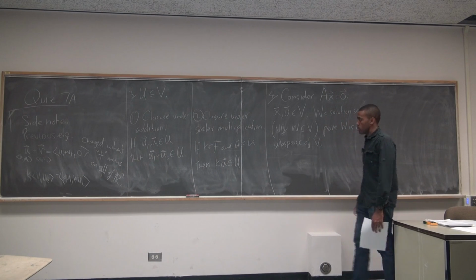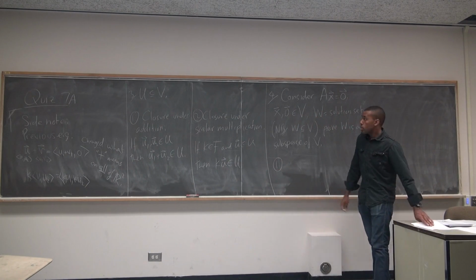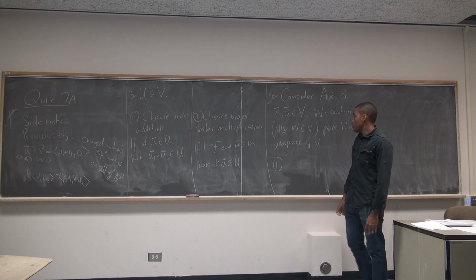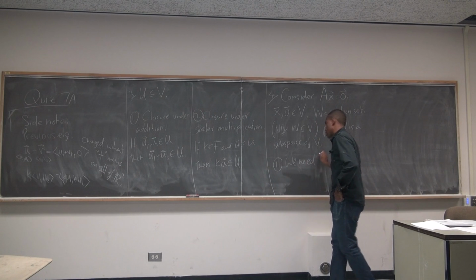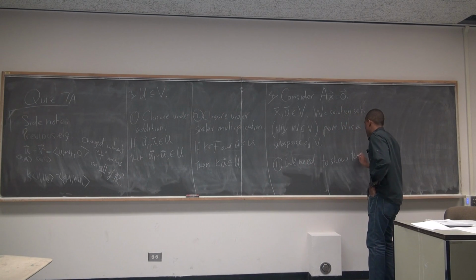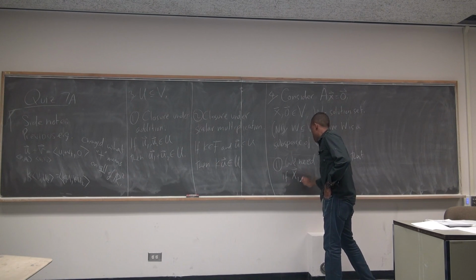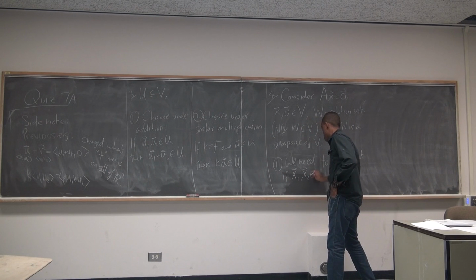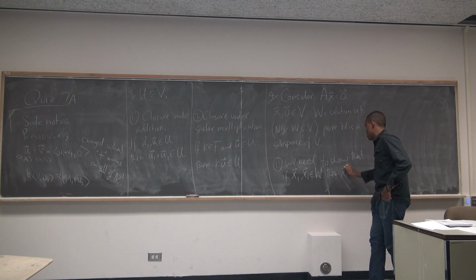So, what was the first thing we had to do? Closure under addition. So we have to prove that, we need to show. You don't have to write this, I'm just writing it down for your benefit. We need to show that if x1 and x2 are both elements of the solution space, then their sum is an element of the solution space.